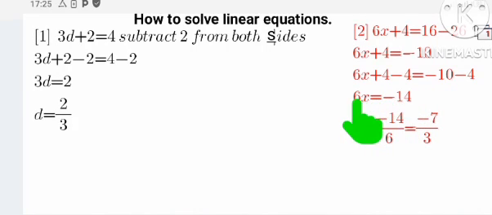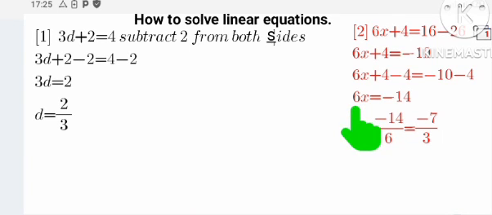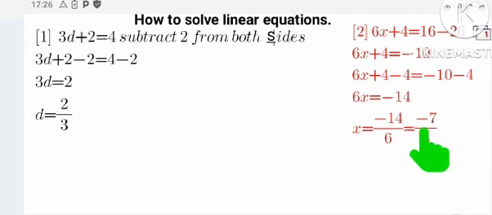So what is next for us to do? The next thing we need to do is what? Since we have 6x here, we want to eliminate this 6. And the only way we can do that is by what? Dividing both sides by 6. So we have x is equal to negative 14 over 6. You break this down, we're going to have negative 7 over 3. And this is our answer.